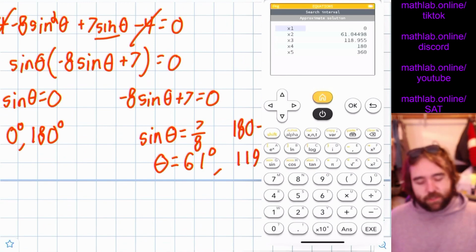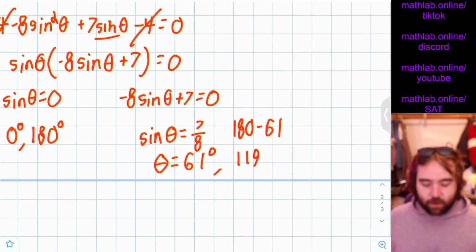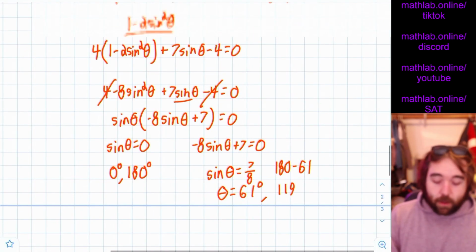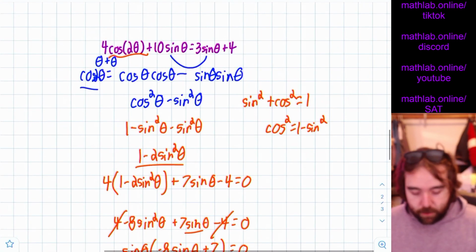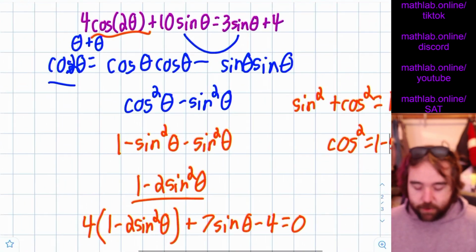So I suppose you don't need a solver calculator to be able to get them. But yeah, that's how you would do that. You got to know your double angle formulas.